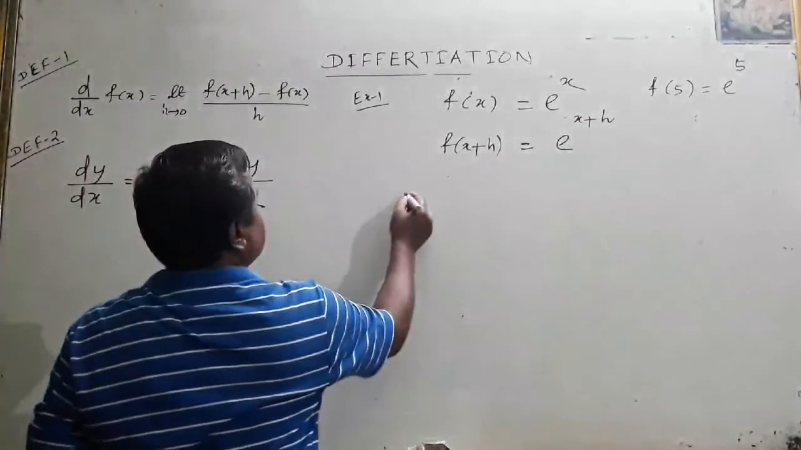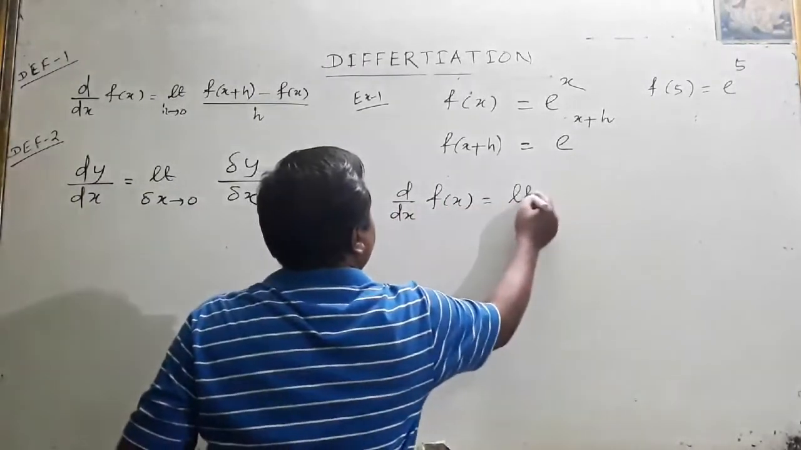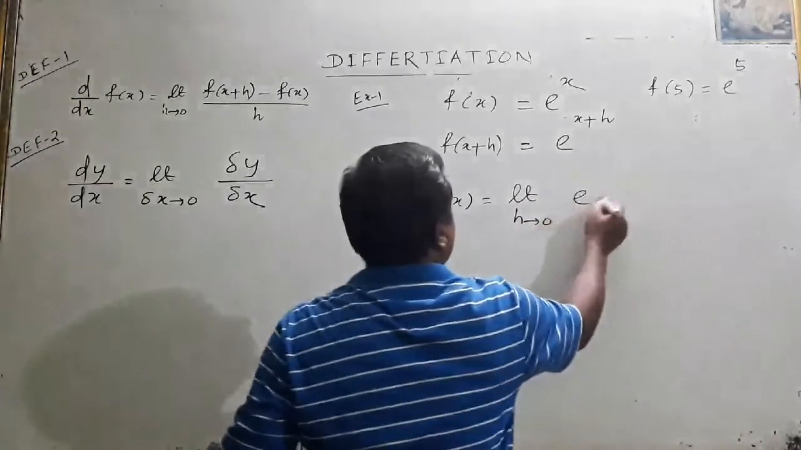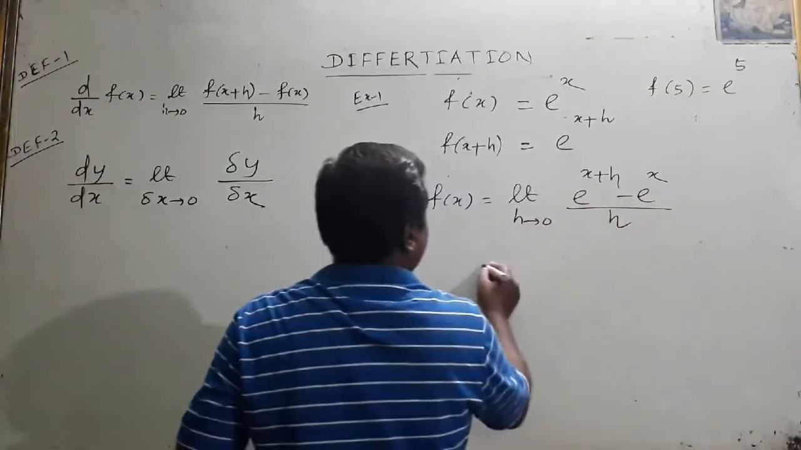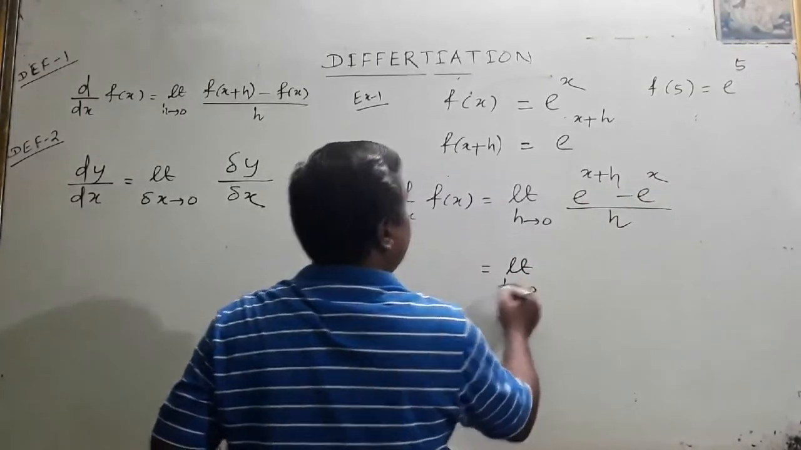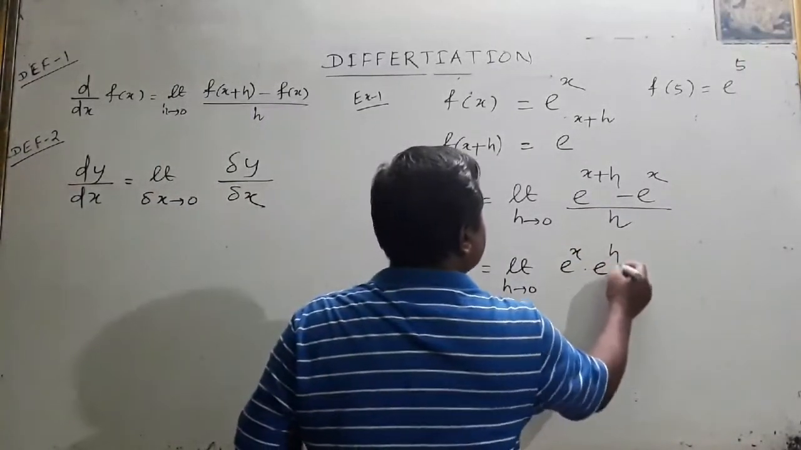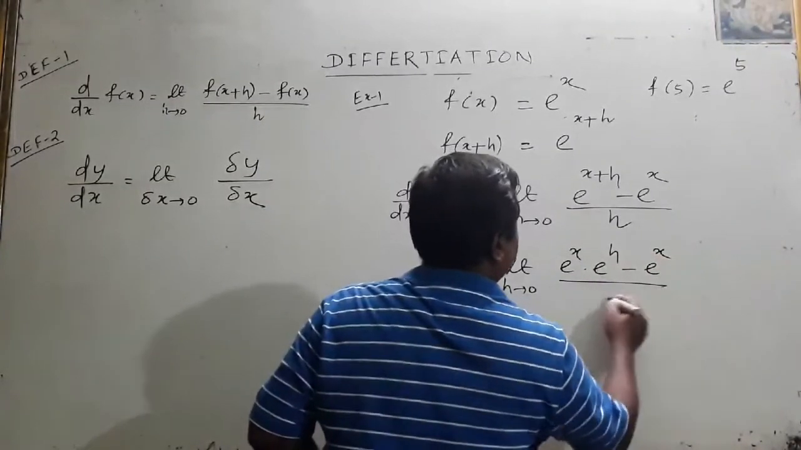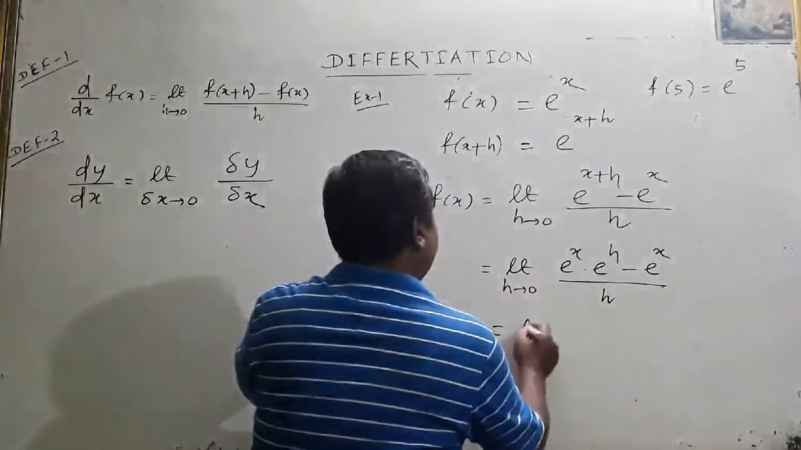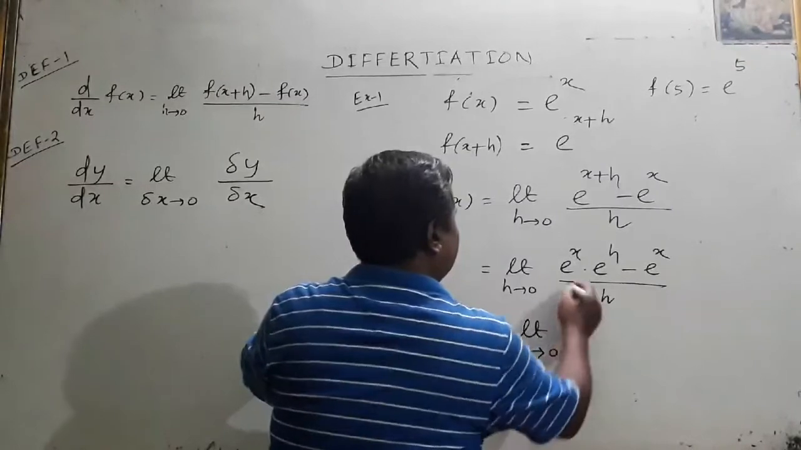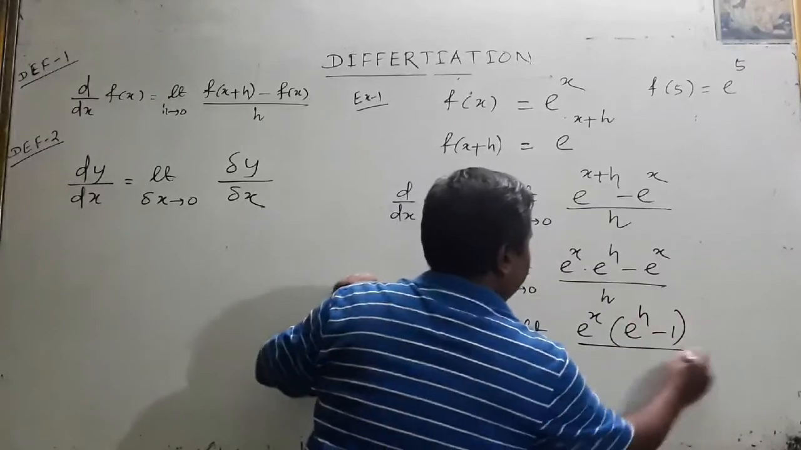Now tell me, what is d by dx of f(x)? You have to write the definition again. Limit h tends to 0, e to the power (x plus h) minus e to the power x, by h. Limit h tends to 0, e to the power (x plus h) is e to the power x into e to the power h, minus e to the power x by h. You know it by the formula of class 8. Now limit h tends to 0, you have to take common e to the power x. So it is e to the power h minus 1 by h.